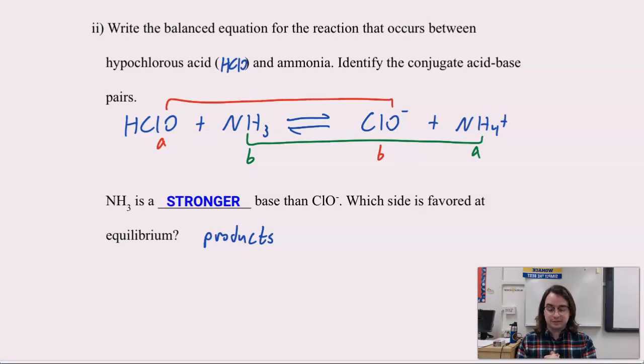A good rule of thumb is just that our reaction is always going to shift away from the stronger thing. So if the question says this is a stronger base, which way do I go? You always shift away from the stronger side. And that's it. That's all.